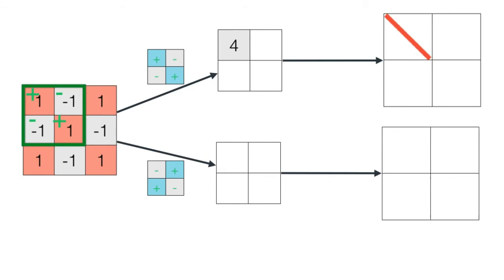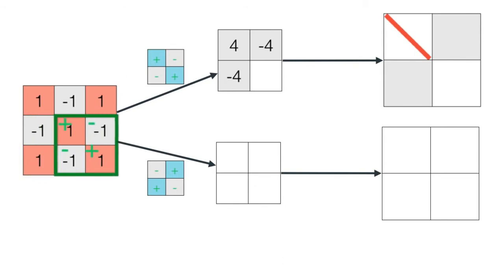Okay, now we move here and do the same thing. So what we're going to get is plus minus minus 1, then minus 1, and then minus 1, and then plus minus minus 1. So what we're going to have is minus 4. So in this case we actually didn't find anything, because the number is too small.